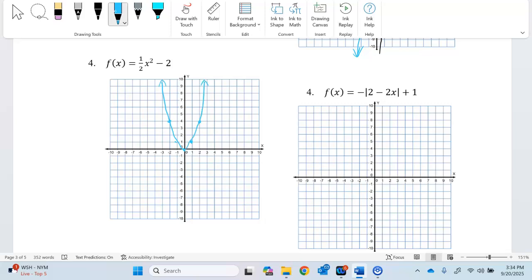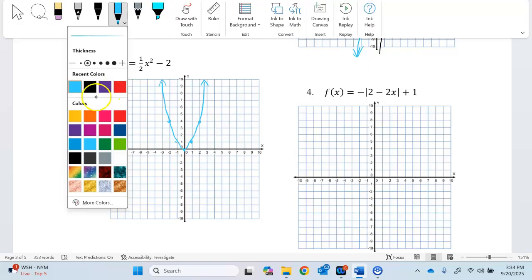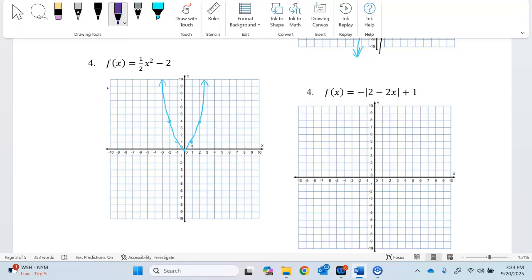Okay, now what would I do next? Would I move it down 2 or would I take half? Well, the order of operations, you'd square a number, then take half of it. So I'll use purple for my second iteration. So I'm going to take half of all these. This was 4, now it's 2. So it's the same graph, only we kind of smashed it down, right? It's called a vertical compression.